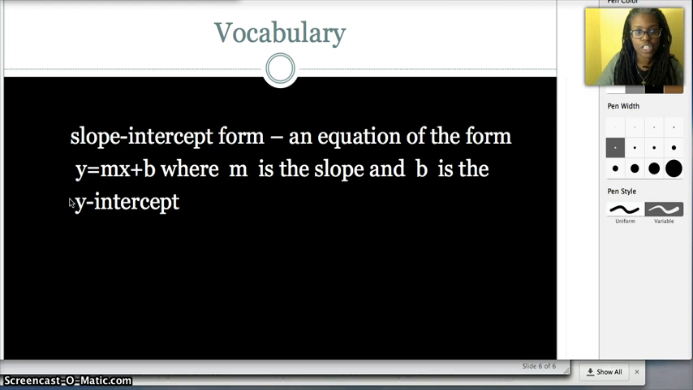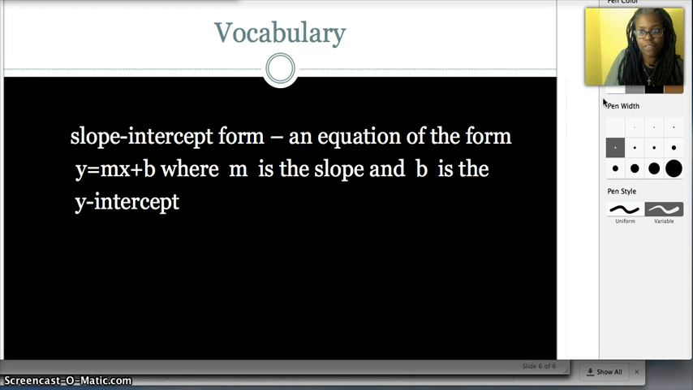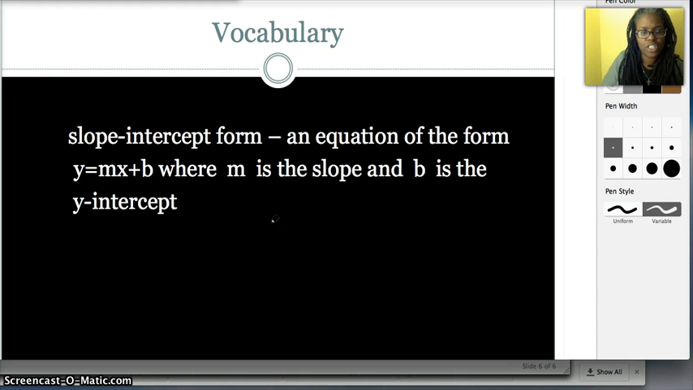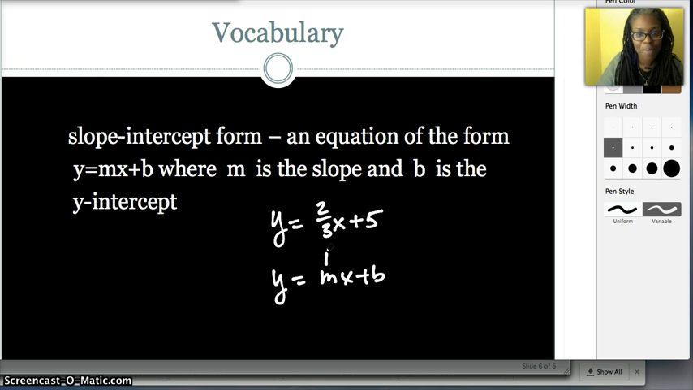It's an equation of the form y equals mx plus b, where m is the slope and b is the y-intercept. So for example, if you had an equation like y is equal to 2/3 x plus 5, by just having it in this form, notice it meets the requirement of being in the y equals mx plus b form, which is slope-intercept form of a line. You know automatically what the slope is, and you know what the y-intercept is. So this gives you power to graph this really quickly.